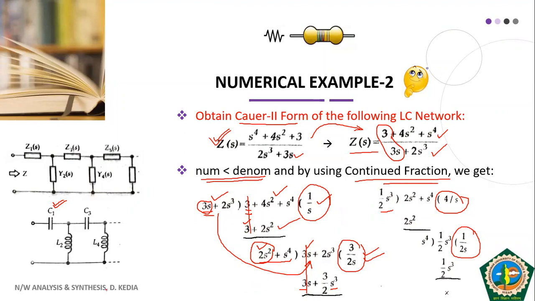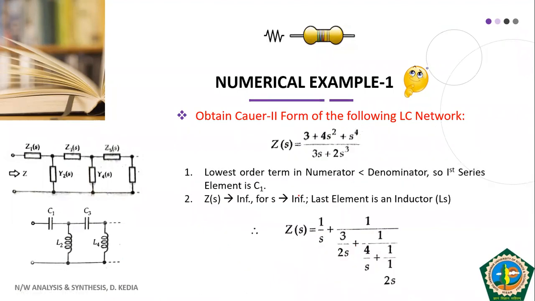And these quotients are nothing but these values, C1, L2, C3, L4. Let us identify those values. We have already talked about the numerator being less than the denominator, so the first element is the series capacitor, that is this one. Then for the last element, since s tends to infinity and Zs tends to infinity, the last element is an inductor. Let us discuss a bit about this identification of the last element. How do we substitute the limit of s tending to infinity?